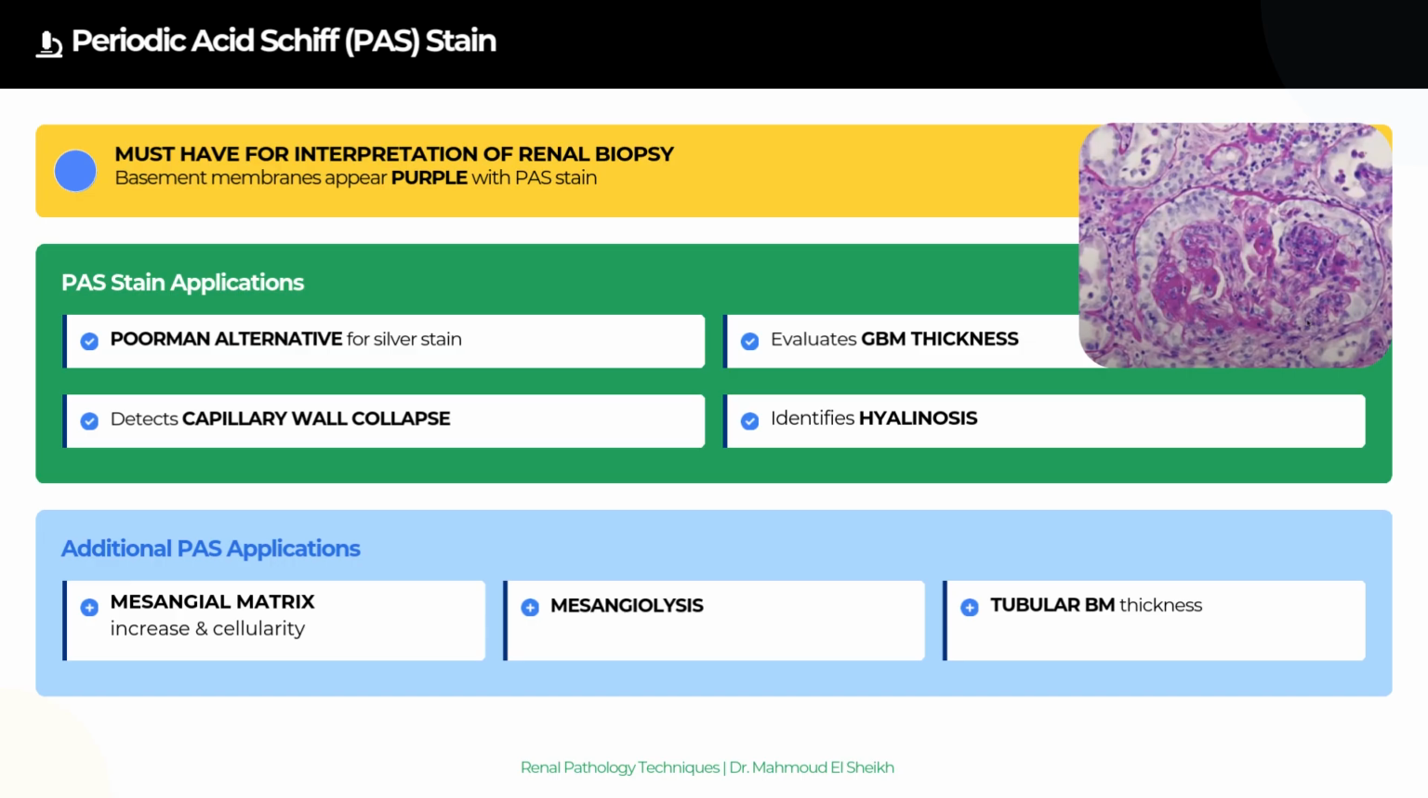Next, we have the most commonly used kidney-specific stain, PAS stain, which stains the basement membrane in purple. It's often considered a cost-effective alternative to silver stain, and they call it the poor man's alternative to silver stain. PAS stain allows detection of capillary wall collapse, glomerular basement membrane changes, or thickening of the basement membrane of tubules, and helps to identify hyalinosis, mesangial hypercellularity or expansion, and if there is any mesangiosis or something.